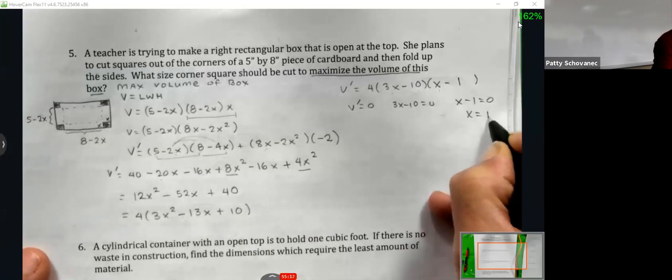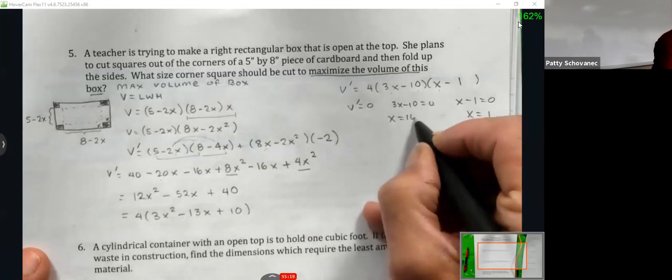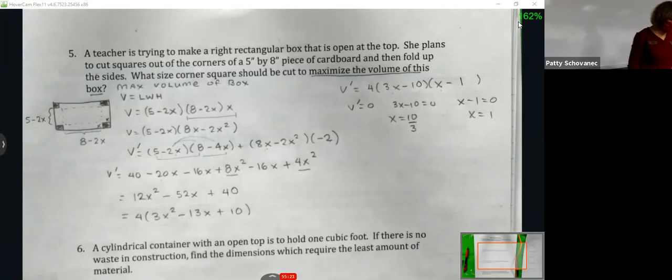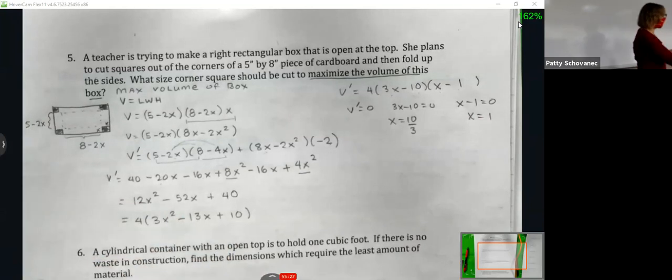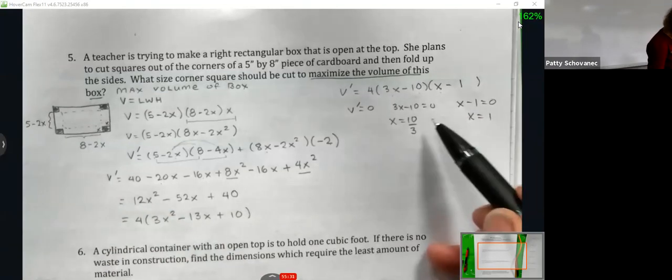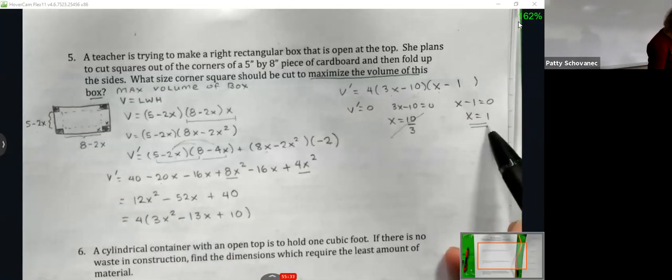There's the x is 1. This one gives me x is 10/3. But that's 3 and a third. One side is only 5 inches long to begin with, so I can't knock off 3 1/3 inches from each corner. So that one makes no physical sense. This is the only one that makes sense.